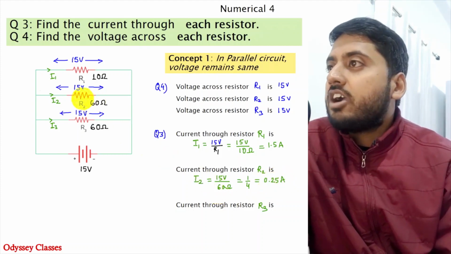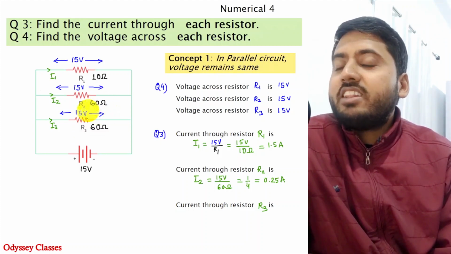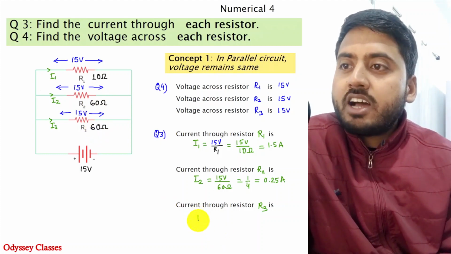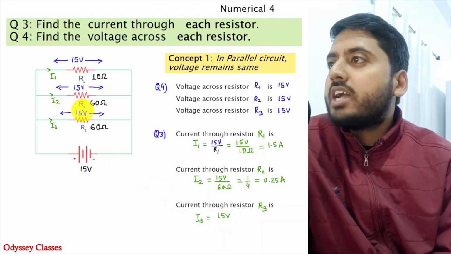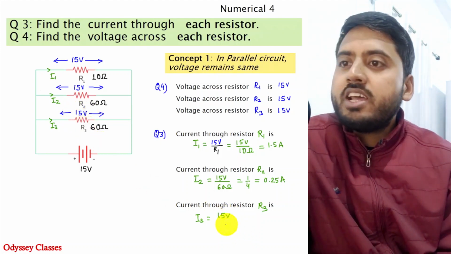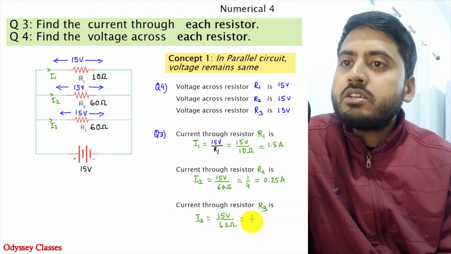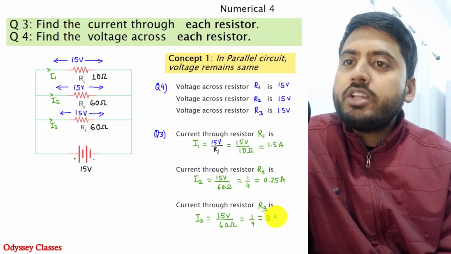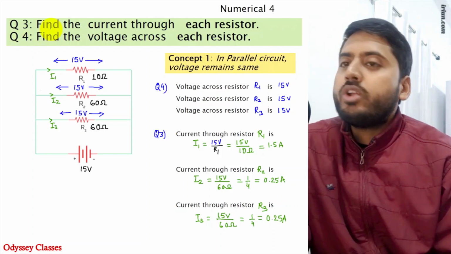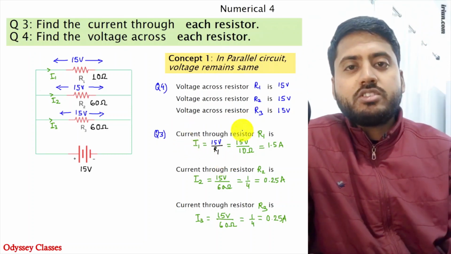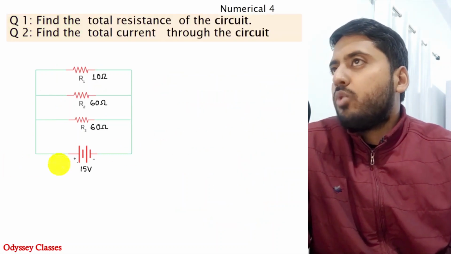Since R2 and R3 have the same value and they are connected in parallel, you'll find that the answer of I3 is also going to be the same. This is 15 volt, the supply voltage across R3, and its own resistance, that is 60 ohm. So here you'll get the same answer, 1 by 4, that is 0.25 amperes. So this is how we find questions number 4 and 3, the voltage across each resistor and then the current through each resistor. Now we have 2 more questions.